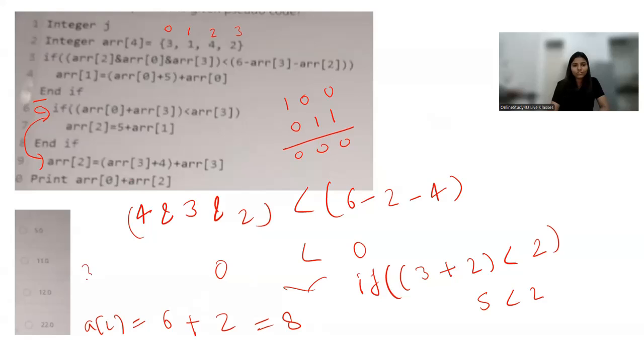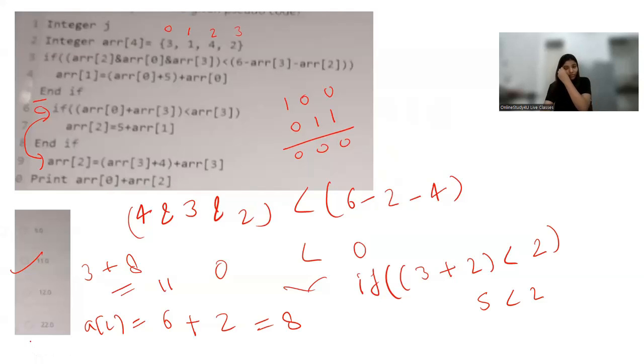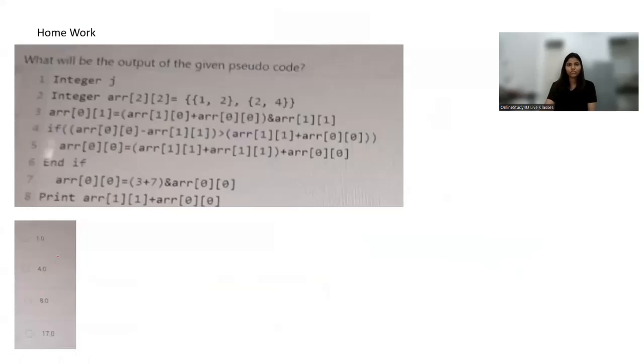So array of 0 was 3 only and array of 2 is 8. So 8 plus 3 will become 11, and 11 will be the correct answer for this question, option number B, right? Alright, so let's move on to the next question.